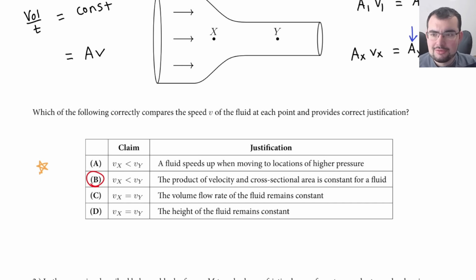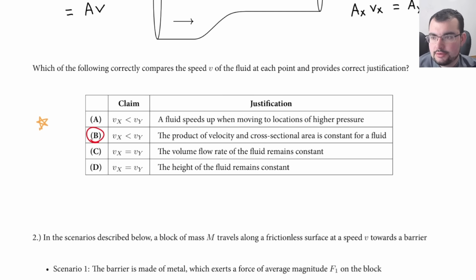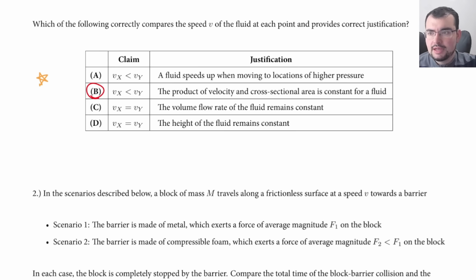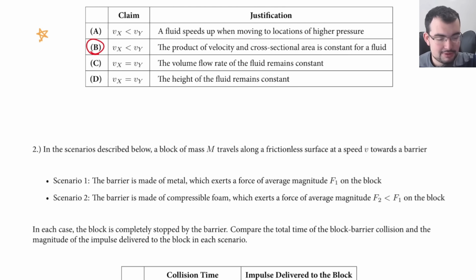And I rate these on a 3-star scale. I try to make it kind of like a bell curve where there's a couple level 1s, a couple level 3s, but most are level 2.